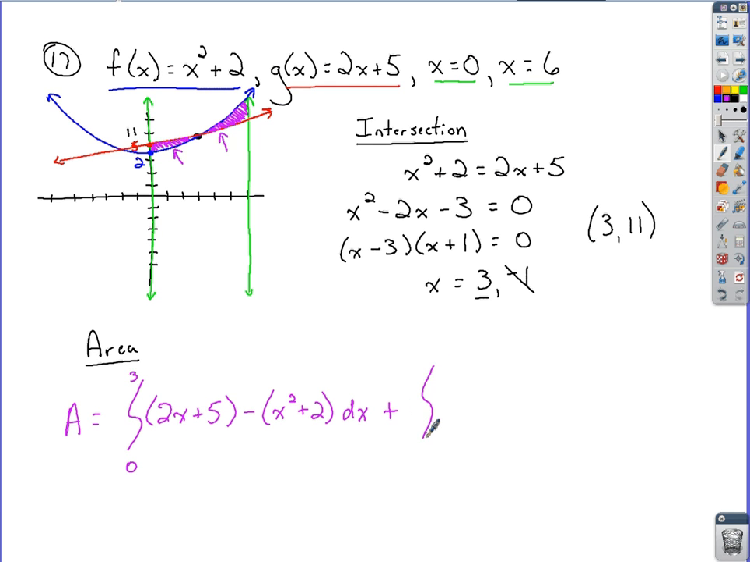here that represents that area. So the interval on that integral would be what? 3 to 6. And now the curves have flipped, so the quadratic is on top, linear one's on the bottom. That's the general setup to find the area for each of these.